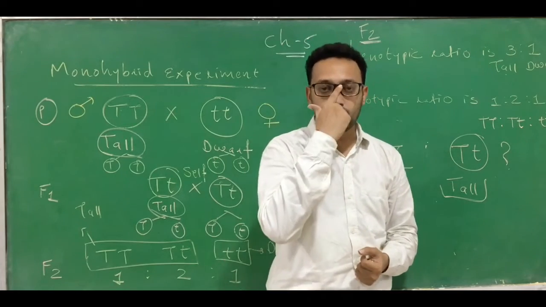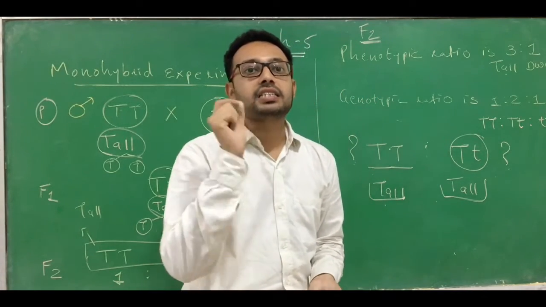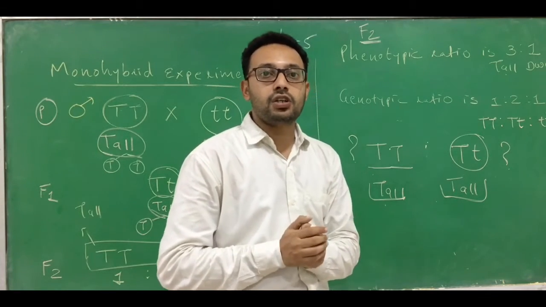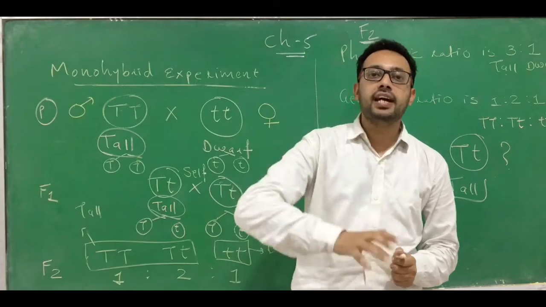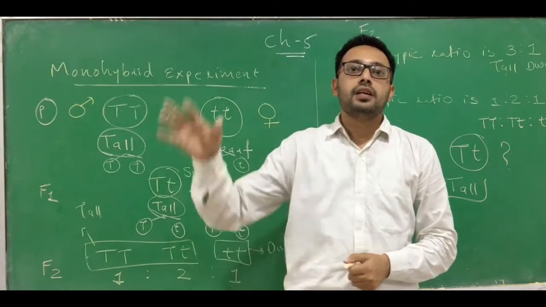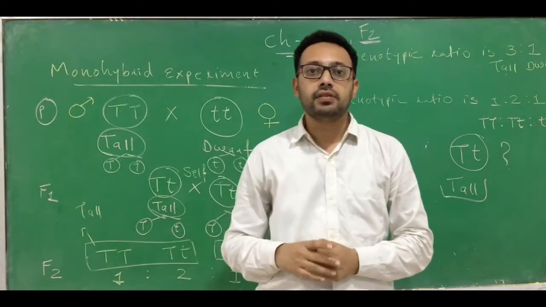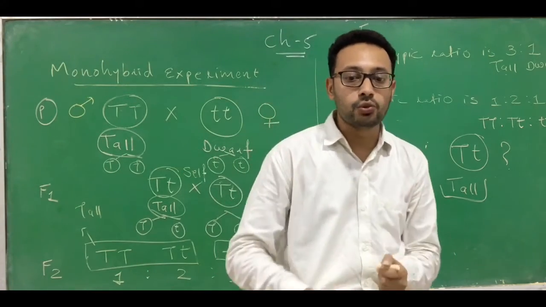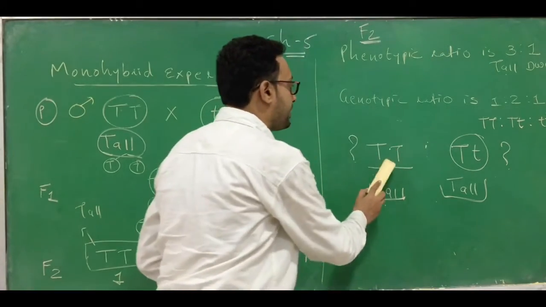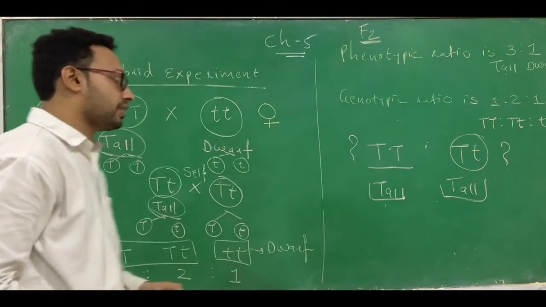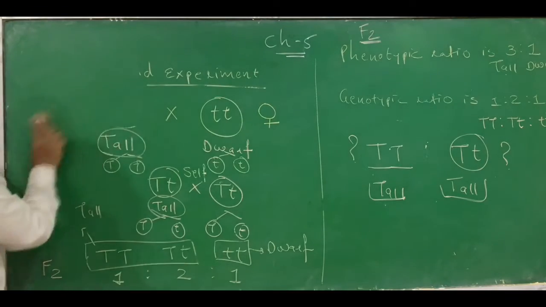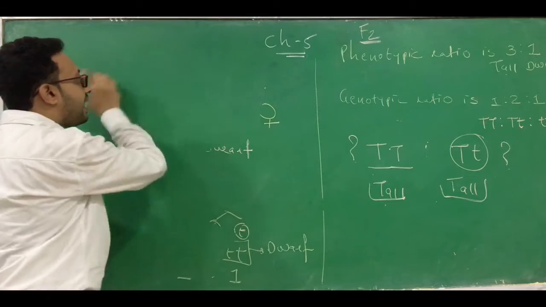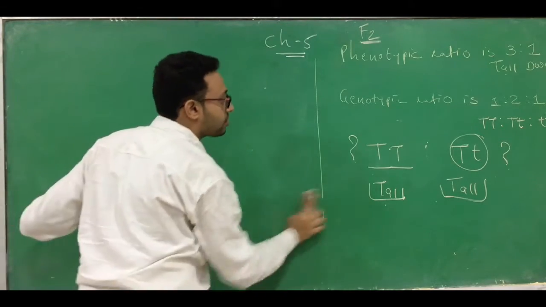We can come to know by a method called test cross. What is a test cross? In a test cross, we have to cross it with a homozygous recessive, and then we obtain the result. I will show you how you can come to know whether it is capital T capital T or capital T small t. This is based on the assumption method. I will explain it with the assumption method, and then I will explain what the meaning of a test cross is.